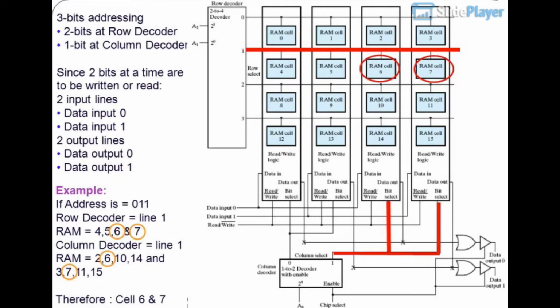Example: if the address equals 011, the row decoder selects line 1, RAM 4, 5, 6 and 7. The column decoder selects line 1, RAM 2, 6, 10, 14 and 3, 7, 11, 15. Therefore, cells 6 and 7 are activated. Figure 9.8, Morris-Mano, page 411.